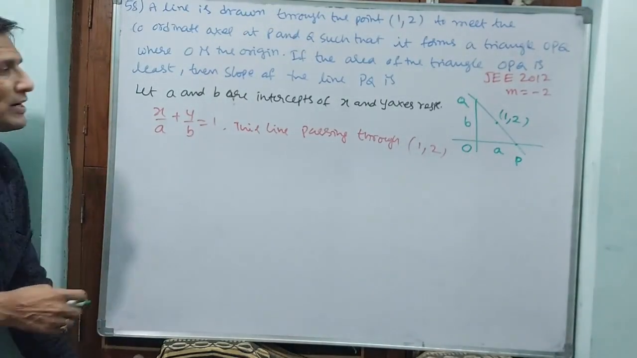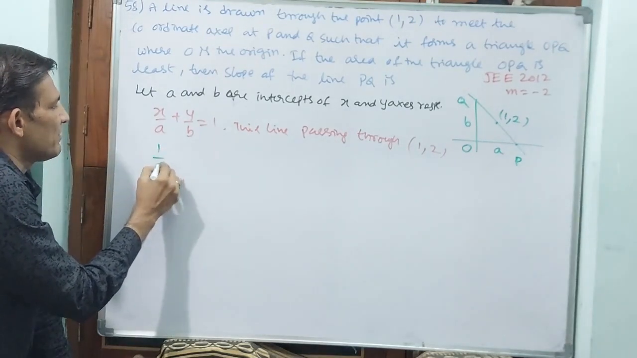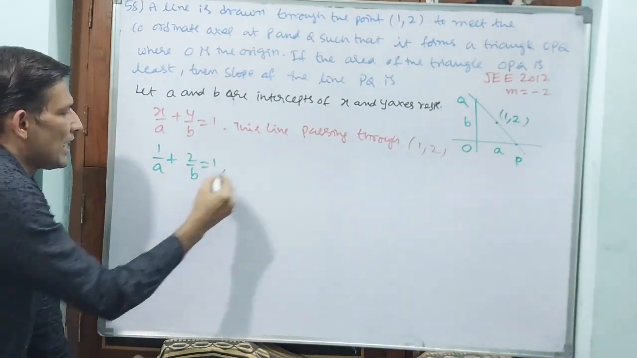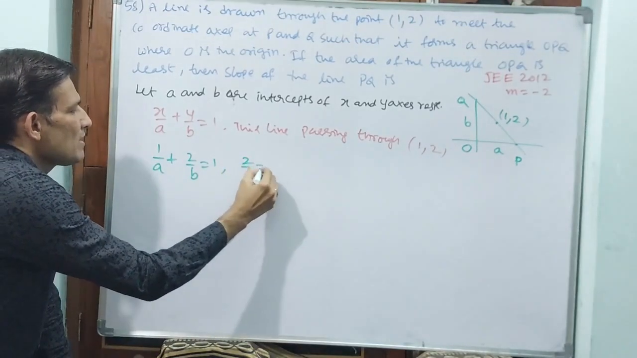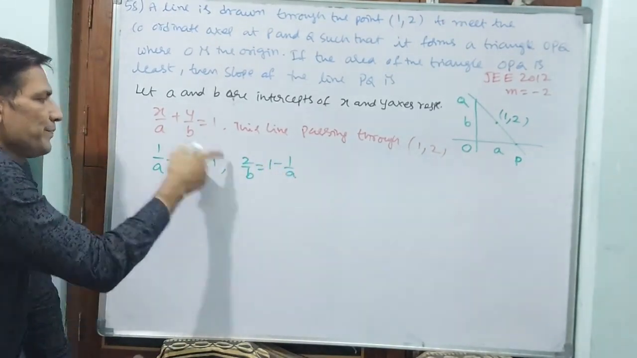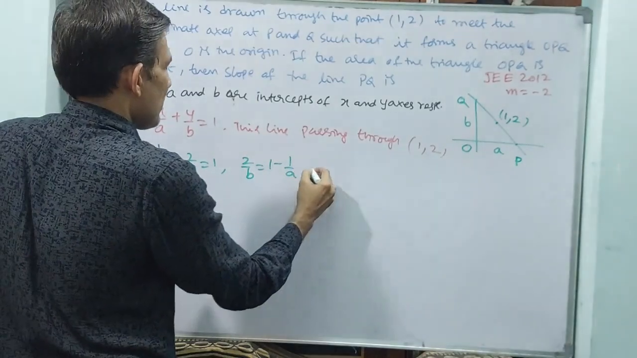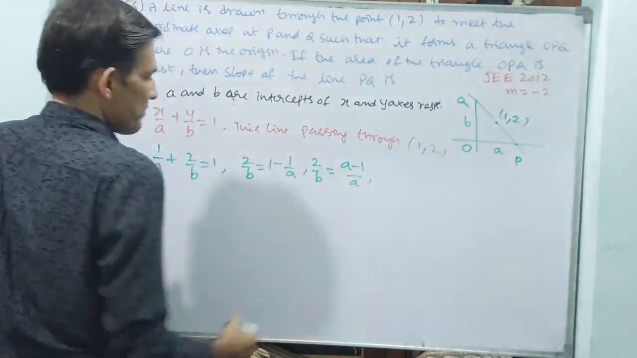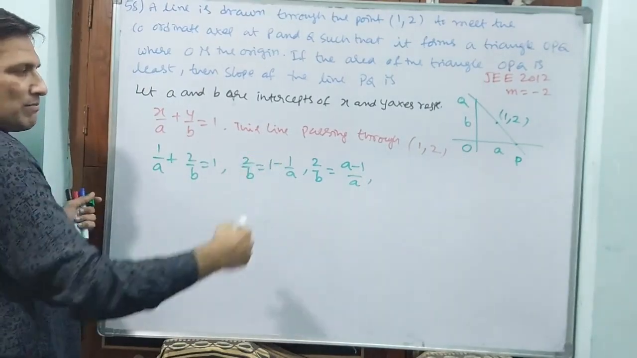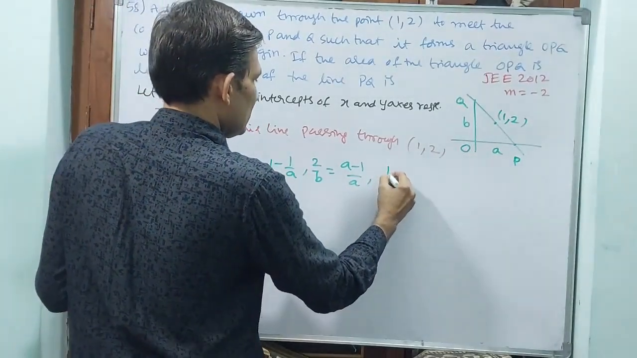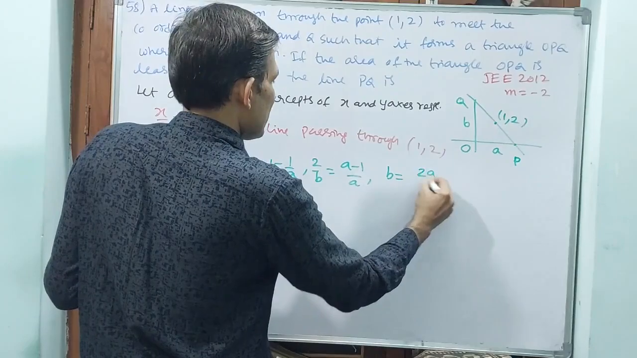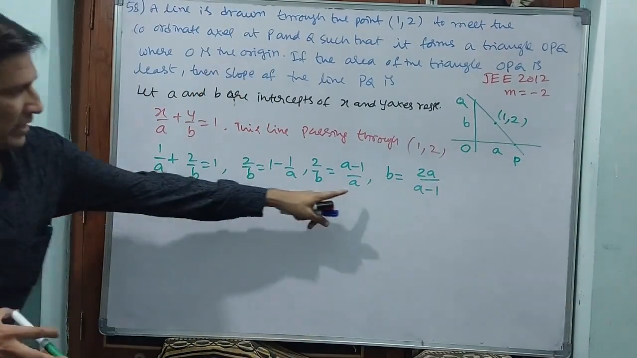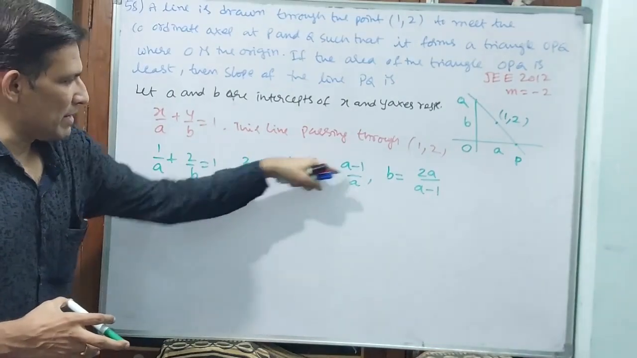If it passes through (1, 2), what will happen? In x, 1 by A will come. In y, 2 by B will come, that is equal to 1, or else 2 by B is equal to 1 minus 1 by A. Okay, 2 by B is equal to A minus 1 by A, or else B is equal to 2A by A minus 1. Is it okay? B is equal to 2A by A minus 1.